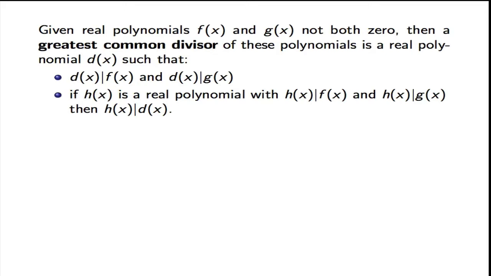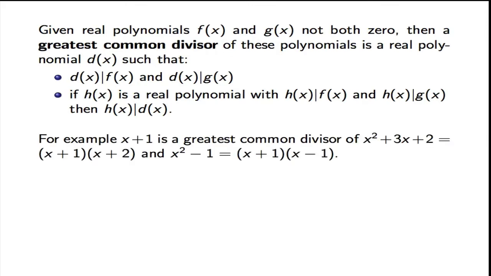Suppose we have two real polynomials f(x) and g(x), such that not both of them are 0. Then a greatest common divisor of these polynomials is a real polynomial d(x), which satisfies the following conditions. Firstly, d(x) divides both f(x) and g(x). And secondly, if h(x) is any other real polynomial which divides both f(x) and g(x), then h(x) divides d(x).